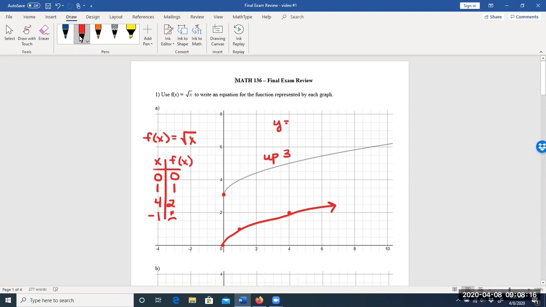So y equals, up 3, I am going to put a plus 3 in the back, behind, not under, the grouping symbol, which is a square root. So back here, this is a vertical shift up or down. We add if we want to go up, and we subtract if we want to go down. So y equals square root x plus 3 would be the equation of the graph in gray.